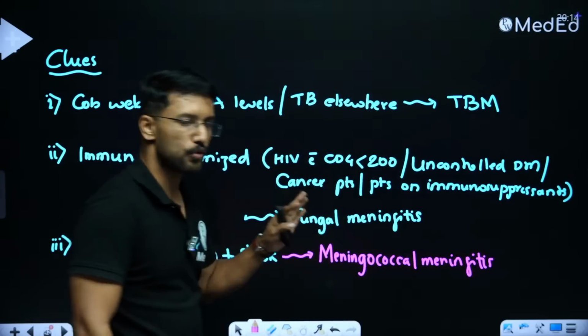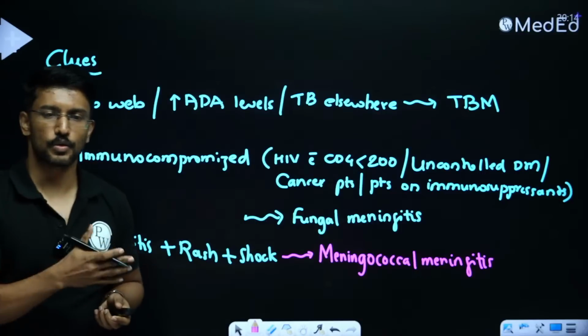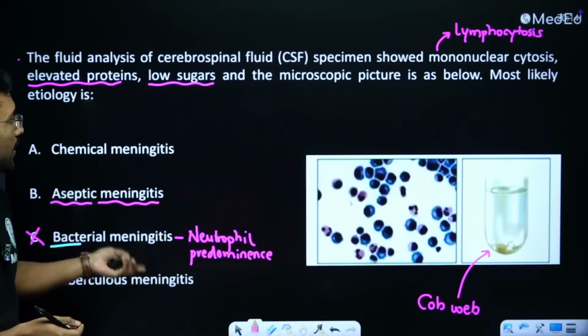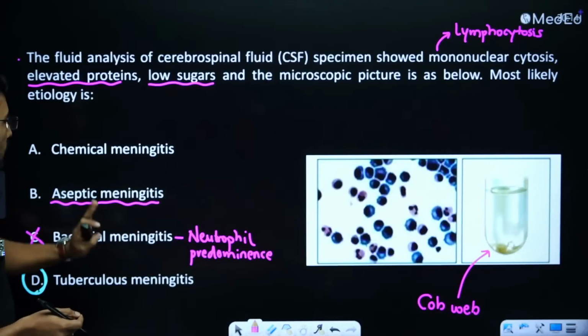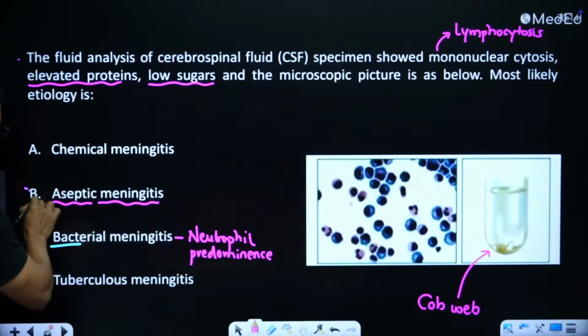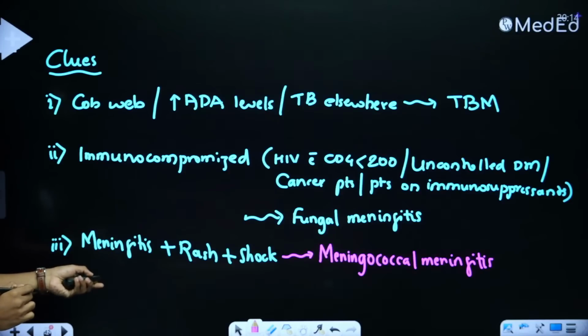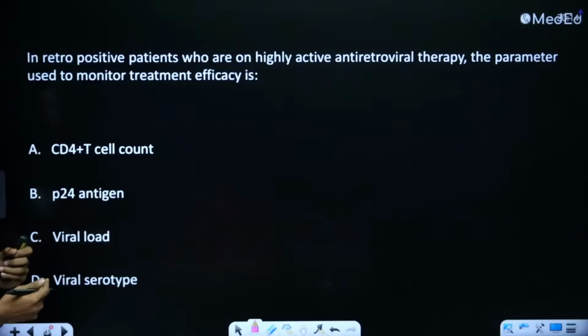These are additional clues you should be aware of when you're dealing with the meningitis or CSF related questions. Okay. So anyway, this question was pretty simple and straightforward. All the required clues were there for us to consider this as tubercular meningitis. Okay. Now let's go to the next question.